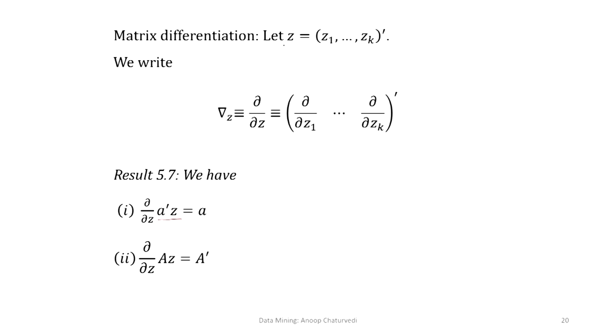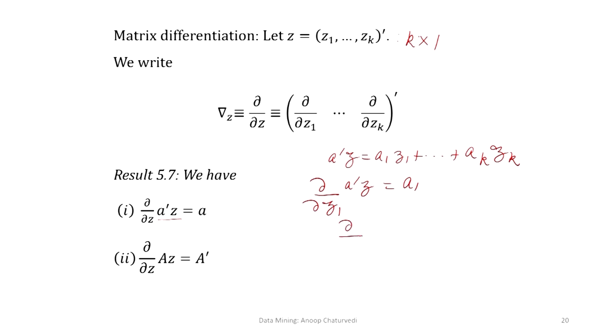Now, we consider some results of matrix differentiation. So, suppose z is a k cross 1 vector with elements z1, z2, ..., zk. And we write capital del z equal to del over del z, which is equal to del over del z1, and so on, del over del zk, transpose. Then suppose you want to differentiate A transpose z with respect to z. Then A transpose z is equal to a1 z1 plus and so on plus ak zk. Now, suppose we differentiate it partially with respect to z1, then what we obtain? a1. In general, if we differentiate it with respect to zi, we get ai for all i equal to 1 to k.